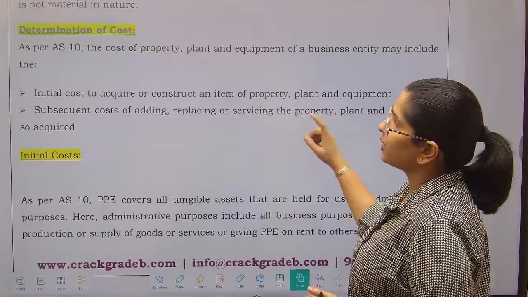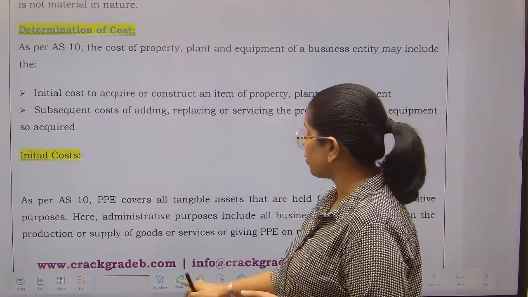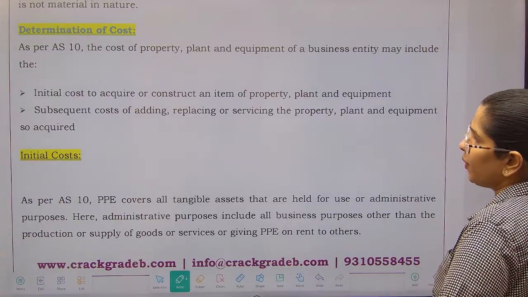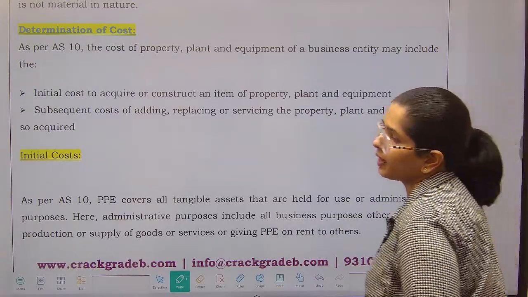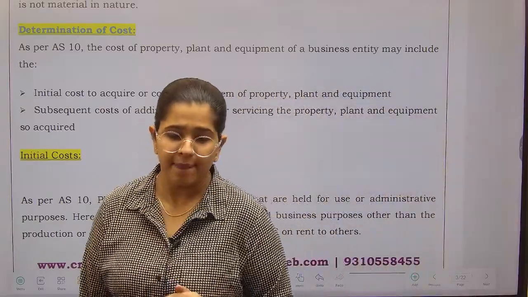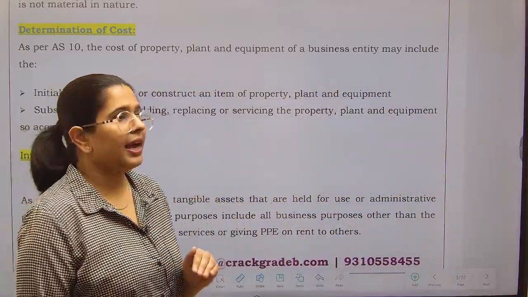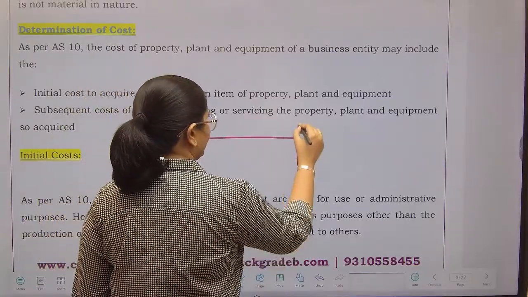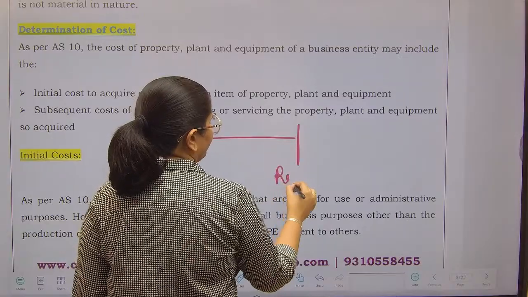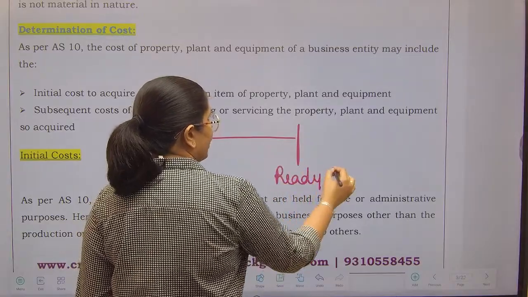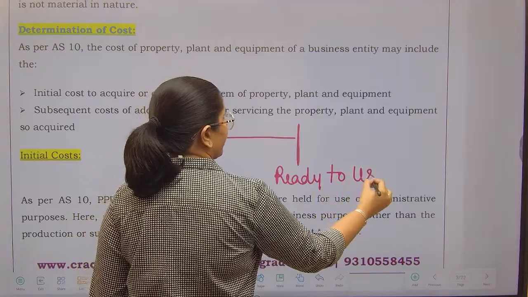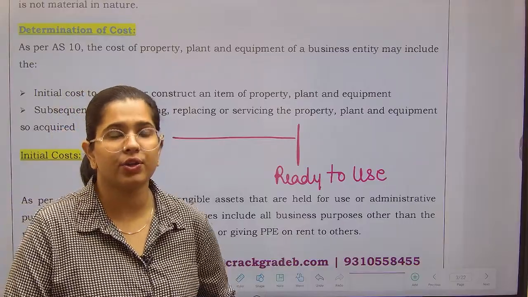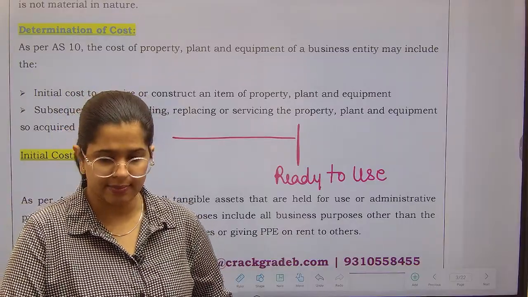Now, how are you going to determine the cost? So, as per AS 10, the cost of property, plant and equipment may include initial cost as well as the subsequent cost. अब initial cost में आपका क्या क्या आएगा? देखो, one thing I always explain is that you have to include all the cost into the cost of machinery till the time the asset is ready to use. Doesn't matter आप असलियत में कब use कर रहे हैं. It never concerns us when you are going to actually use the machine.